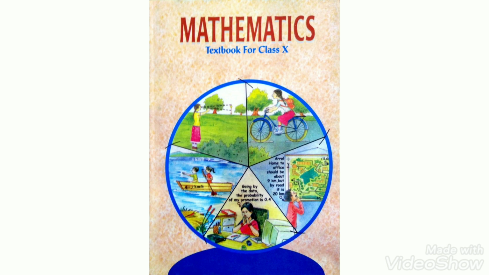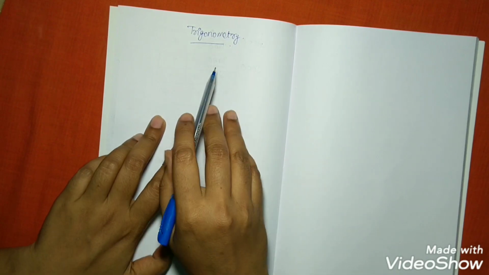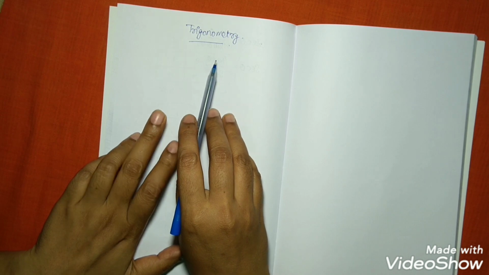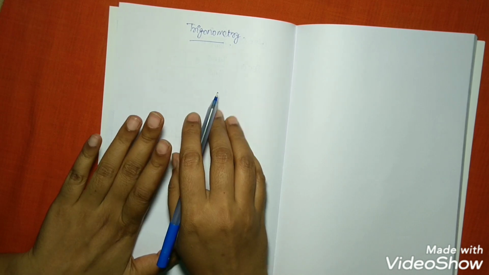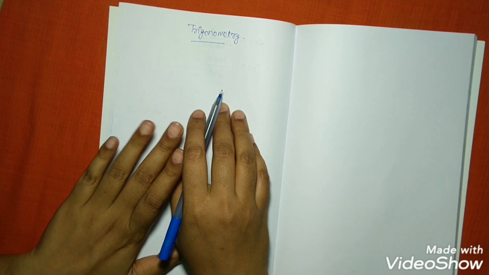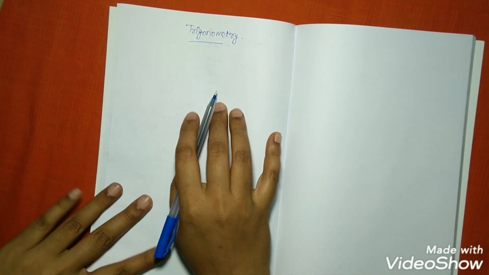I am going to solve CBSE NCERT textbook for class 10 with a detailed explanation for all the chapters. Today we are going to see trigonometry introduction part. From CBSE NCERT textbook for class 10 we have 4 topics in trigonometry chapter.